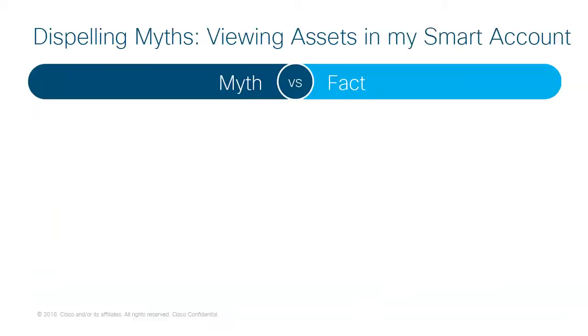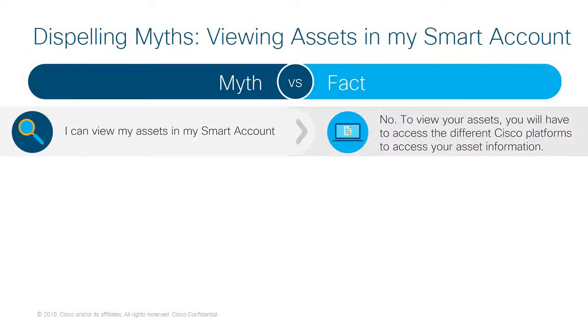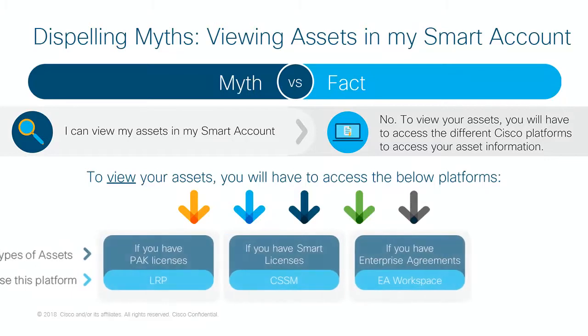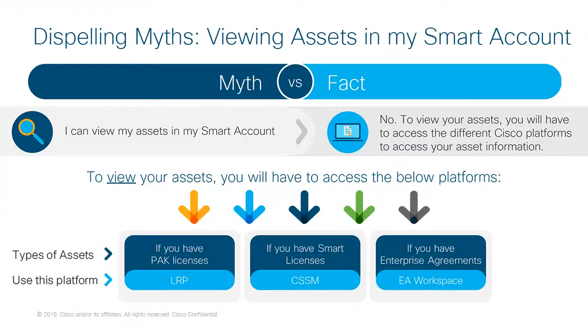One of the key questions customers and partners ask is, can I view my Cisco licenses and devices in my Smart Account? And the answer is no. A Smart Account is where you set up the profile and organize your licenses and devices. But to view and manage them, you will have to access the individual licensing platforms: LRP, CSSM, and EA Workspace. LRP shows only your classic license capabilities, while CSSM captures both your smart license and hybrid license capabilities. The EA Workspace provides you with access to your enterprise agreements.